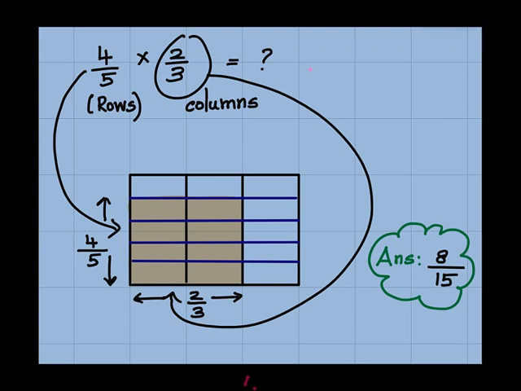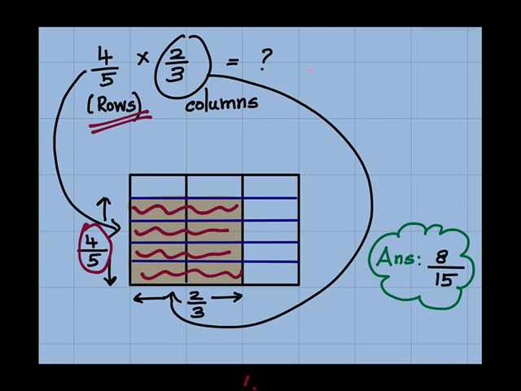Now let's see the area model for the next question. The fraction is 4/5 times 2/3. For the first fraction, I've shown in rows, 4 shaded rows out of total 5 rows. So I have shaded 4 rows. So this is row 1, 2, 3, 4. I have shaded 4 rows out of 5 rows. So this is the 5th row which I have not shaded.